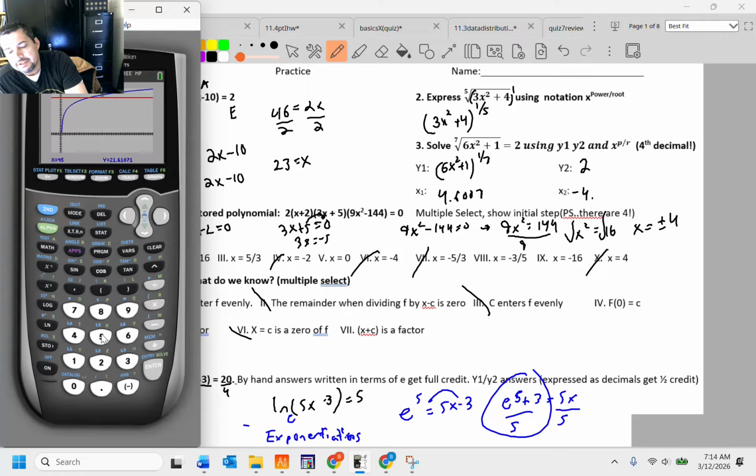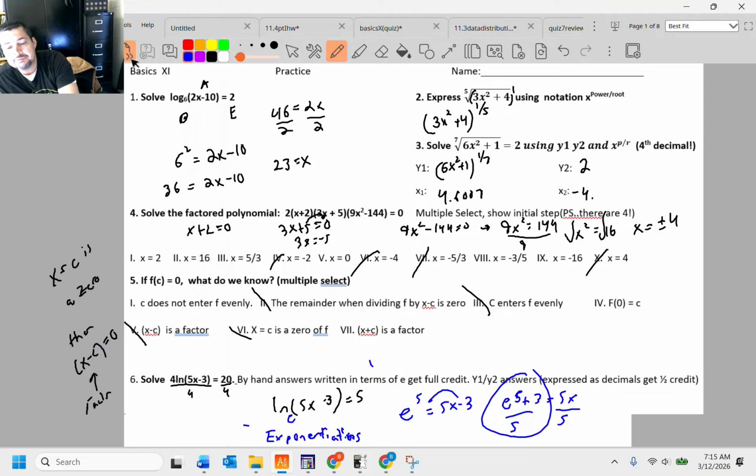Something wrong with me this morning. I did a second trace there. It happened really quick. Second trace 5. Enter, enter, enter. Yeah, 30.2826. You get half credit if you can just come up with that decimal.